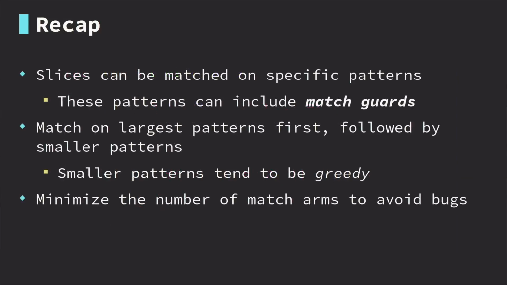To recap, slices can be matched on specific patterns. These patterns can include match guards and match bindings. You'll want to match on largest patterns first, followed by smaller patterns, and that's because smaller patterns tend to be greedy, and you could end up with bugs. You can also avoid bugs by minimizing the number of match arms in order to prevent overlapping patterns.